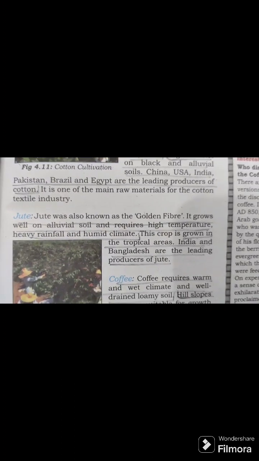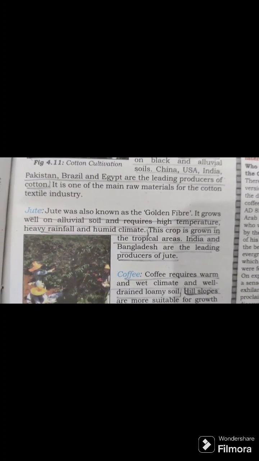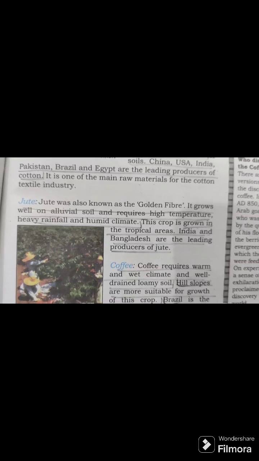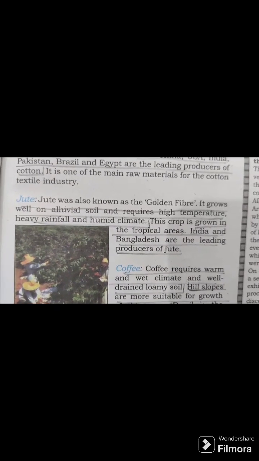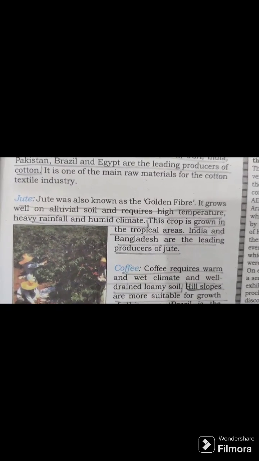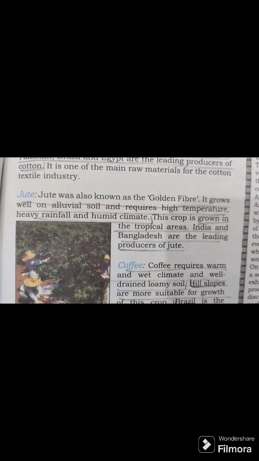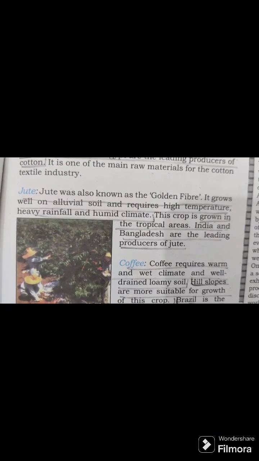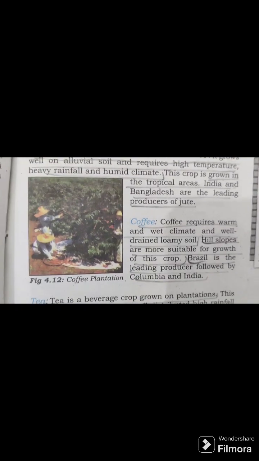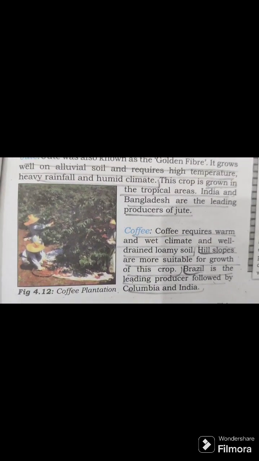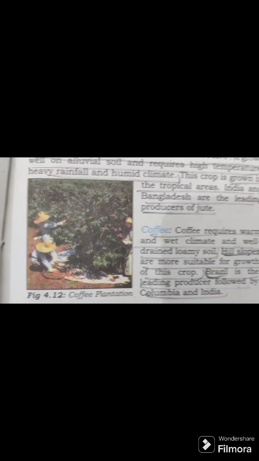Jute. Jute was also known as the golden fiber. It grows well on alluvial soil and requires high temperature, heavy rainfall, and humid climate. This crop is grown in the tropical areas. India and Bangladesh are the leading producers of jute. Figure 4.12 is showing coffee plantation.